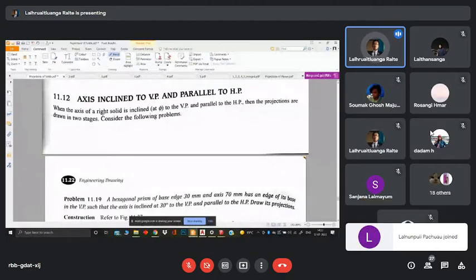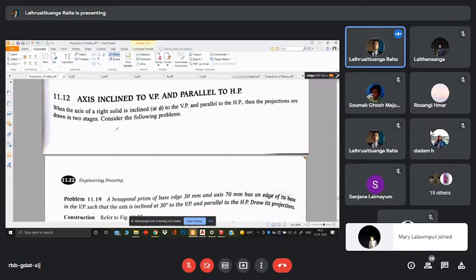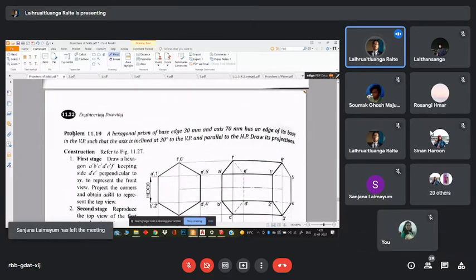Alright, now we are going to look at projections of solids where the axes are inclined to the VP and parallel to the HP. These conditions are similar in the sense that the process is the same, except that we have our front view now projected as our top view and vice versa. So we are going to have something very similar.